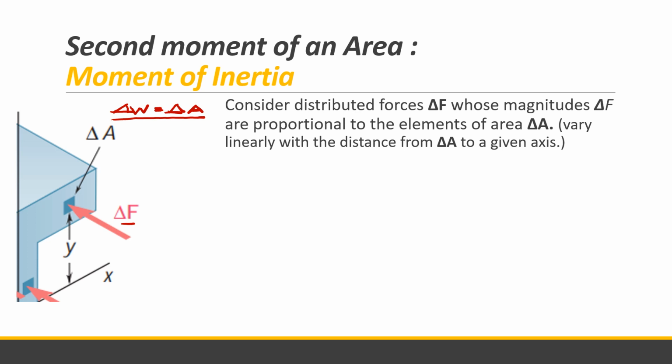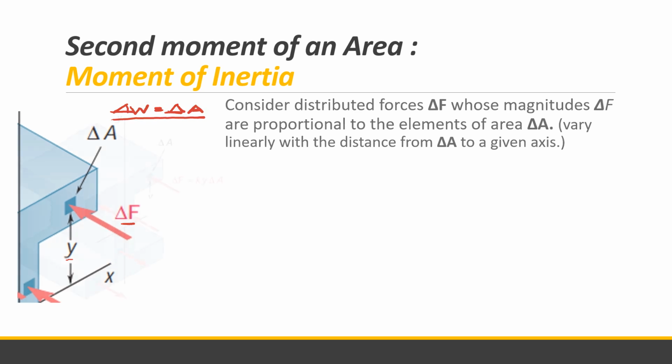At the same time, the force acting on delta A also varies linearly with respect to the distance from A to a given axis. Say you have an x-axis here. The force varies relative to y. So the further the force is from the x-axis, the greater the value, of course, because we multiply by y. Meaning at the axis here, the force will be 0.